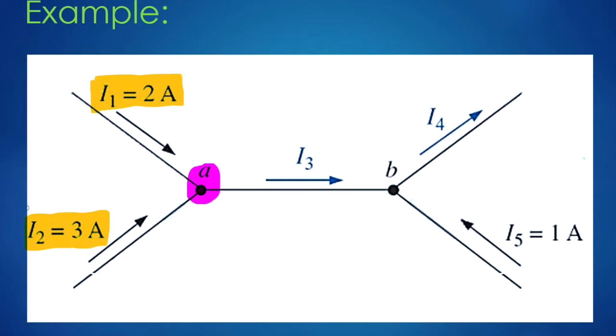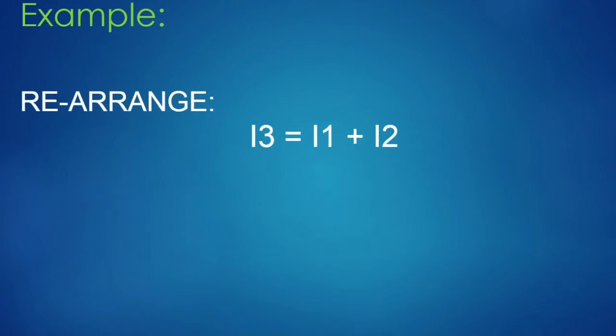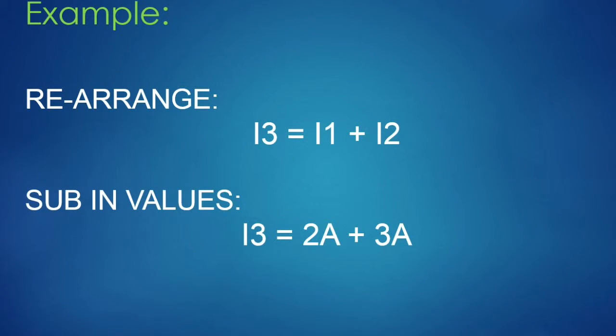As we are given currents I1 and I2, we can rearrange the formula, placing I3 as the leading value. Therefore, I3 equals I1 plus I2. Subbing in given values, we obtain I3 equals 2 amps plus 3 amps, summing to 5 amps.